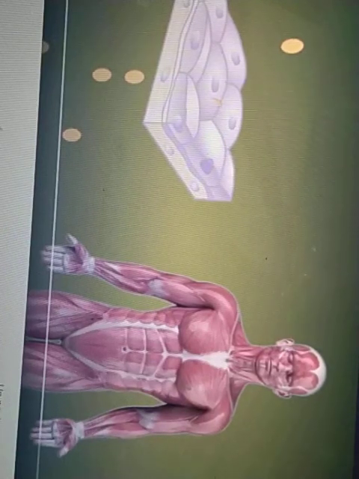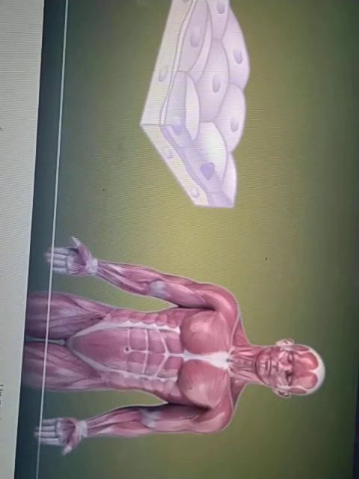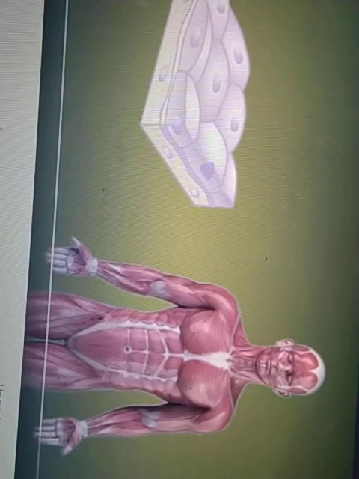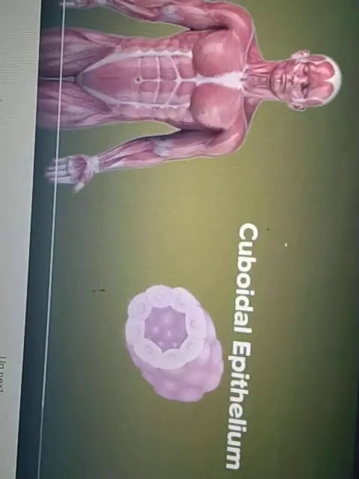Epithelial tissue helps in protection of the underlying tissues. It helps in exchange of gases in the case of blood vessels and alveoli. Now next we'll move to the cuboidal epithelial tissue.